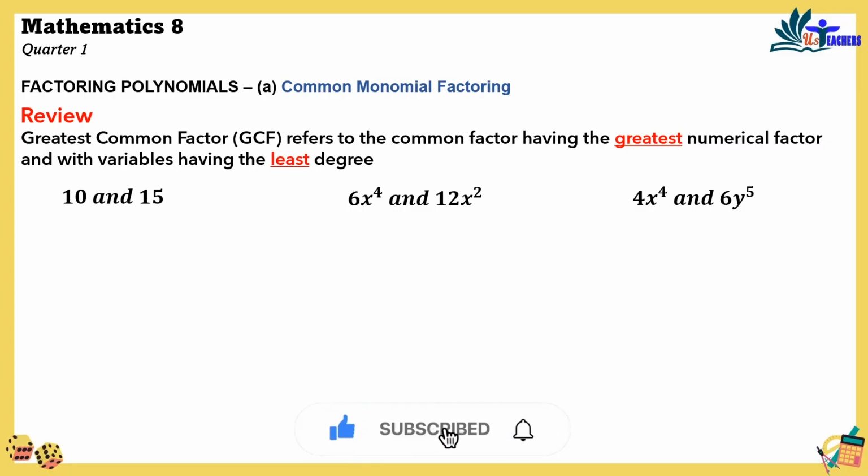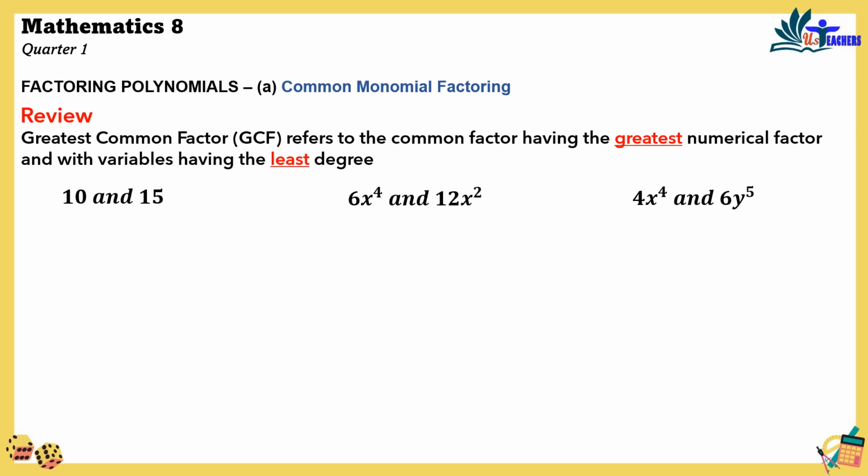Ang topic natin ngayon ay factoring polynomials using the common monomial factoring. Bago natin pag-usapan yon, mag-review muna tayo tungkol sa greatest common factor. So, greatest common factor refers to the common factor having the greatest numerical factor and with the variables having the least degree. So, kapag number yung pinag-uusapan, ang kailangan natin is the greatest numerical factor. Kapag naman variables, ang kukunin natin is yung may least degree. Ibig sabihin, may pinakamababang exponent.